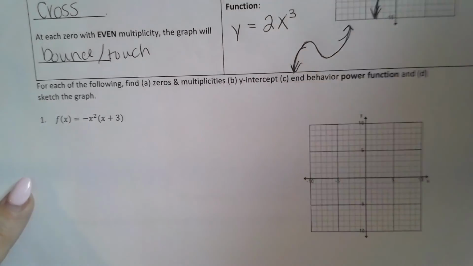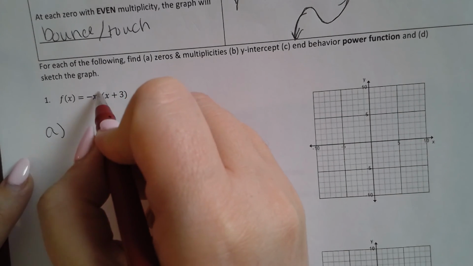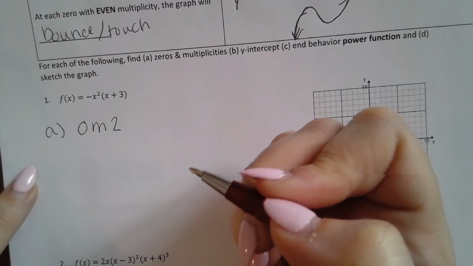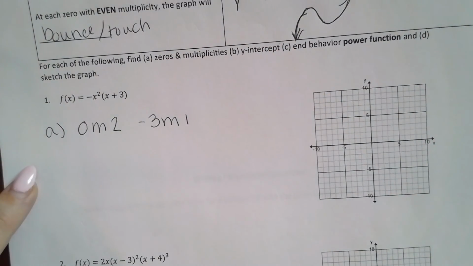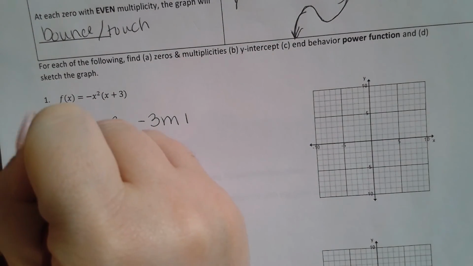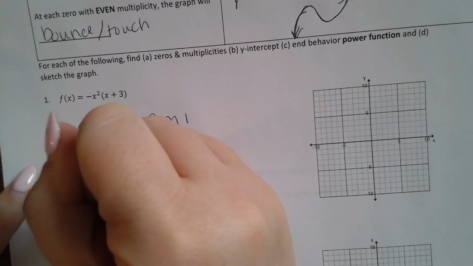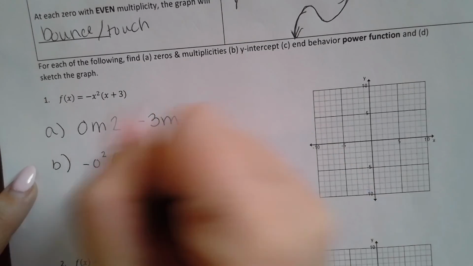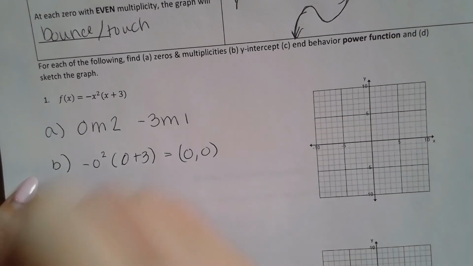Okay, let's look at the next example, example 1. Part A wants us to find the zeros and the multiplicities. We have an x squared here, so that's going to give us a 0 of 0 with a multiplicity of 2. And then x plus 3 is going to give us a 0 of -3 with a multiplicity of 1. Part B, we want to find the y-intercept, so I'm going to plug 0 in for x, which, 0 times anything is going to give us 0. So we've got 0, 0 for the y-intercept.